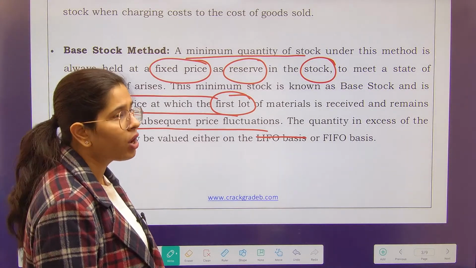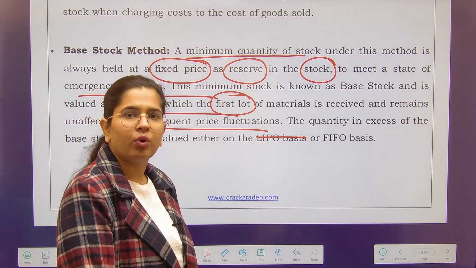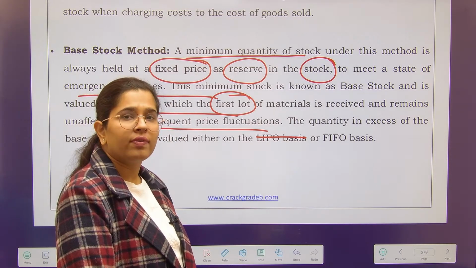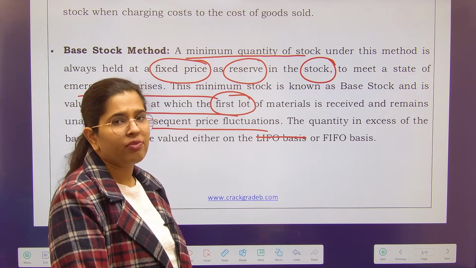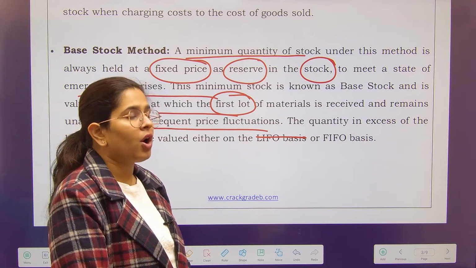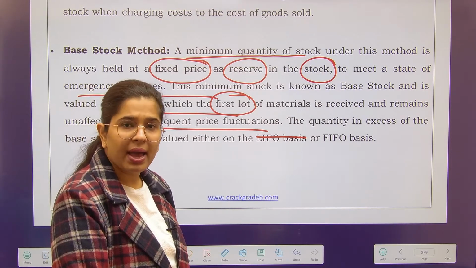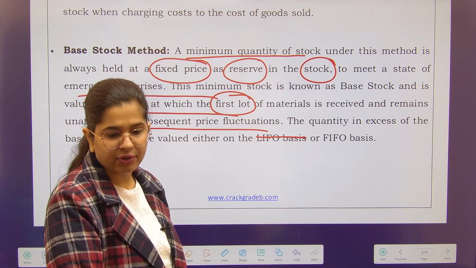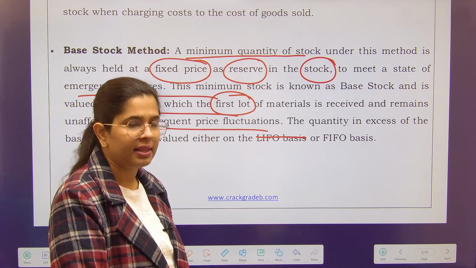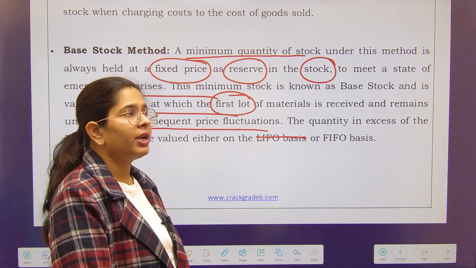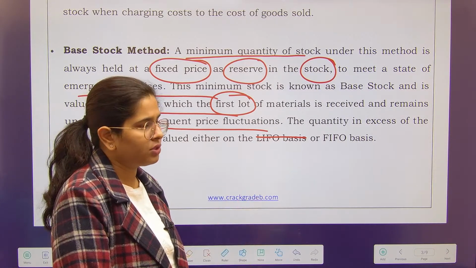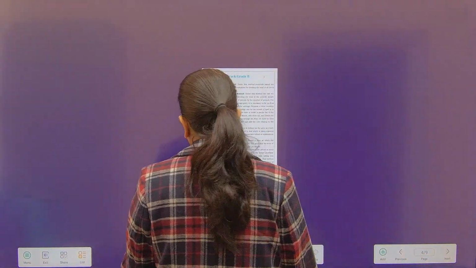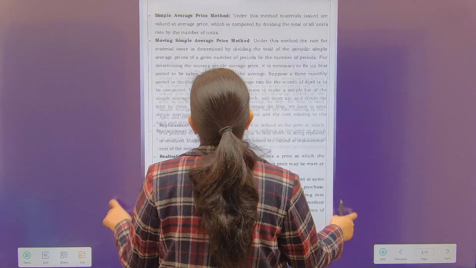But for the base stock, you have to measure quantity. I know the quantity that I always keep 20 bags of maida in the reserve. Now what should be the price of those 20 bags? It should be the fixed price at which you received your first lot of material. That should be fixed. Now whatever you have in excess of base stock, you can measure it on the LIFO basis or FIFO basis, whatever seems reasonable to you.